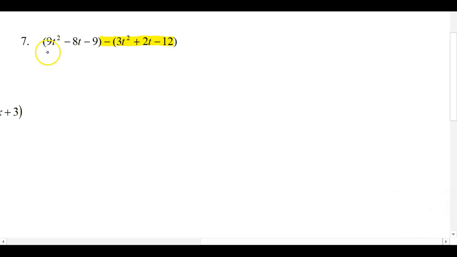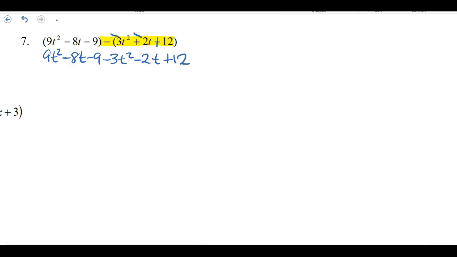So now, just rewrite the first trinomial. Then we need to change the sign on all of these. So now this positive 3t squared becomes negative. Then this positive 2t becomes negative. And then this negative 12 becomes positive. So now when I write it, I have minus t squared minus 2 and plus 12.